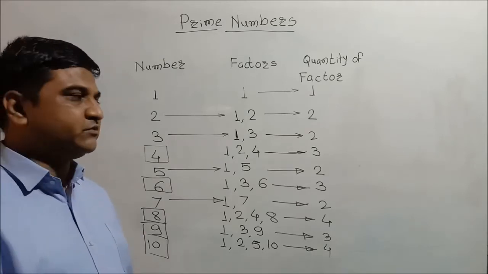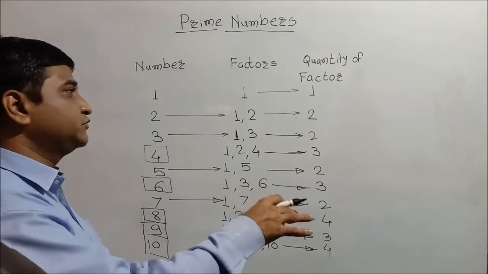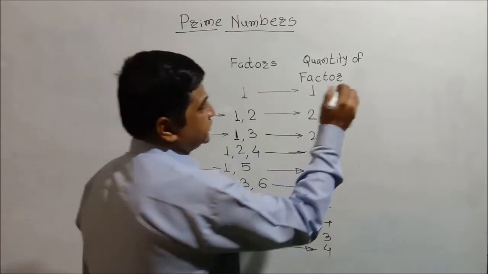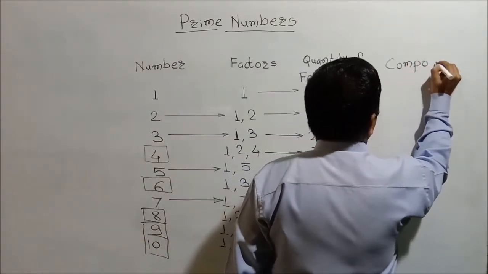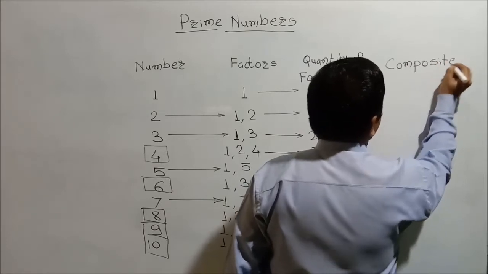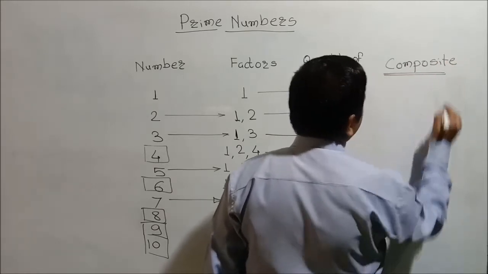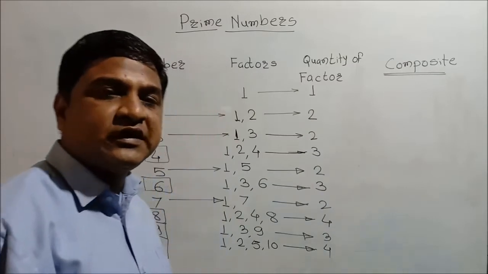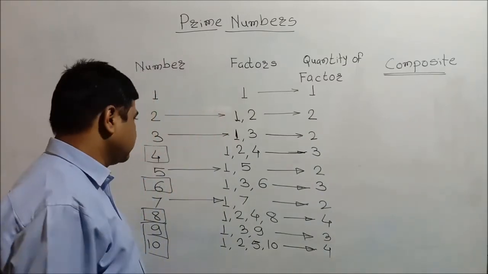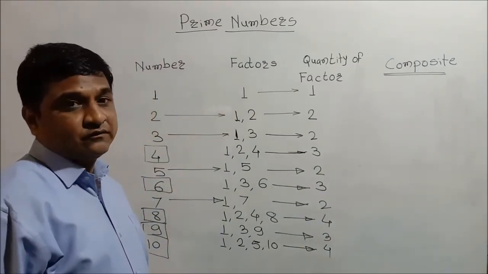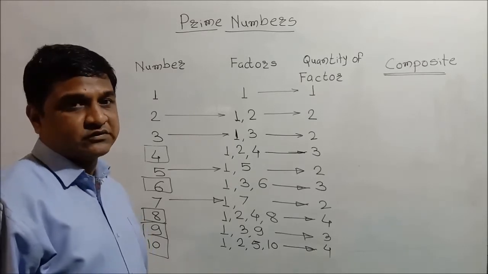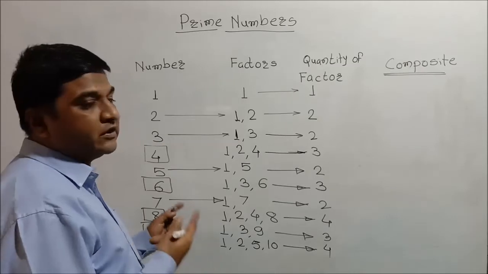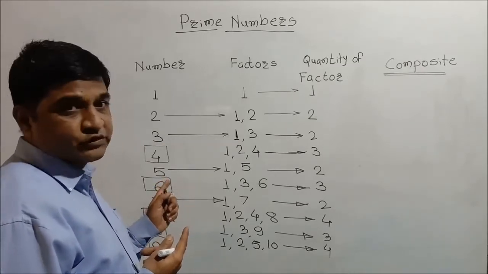Why are they known as composite numbers? Well, I will write down the spelling of composite. Composite. The spelling of composite comes from compose. Compose means they are made up of. What are they made up of? Well, they are made up of multiplication of prime numbers. Means prime numbers are the building blocks for composite numbers.